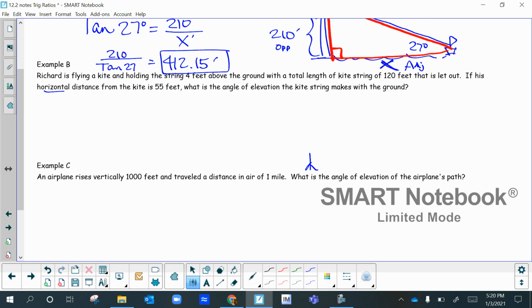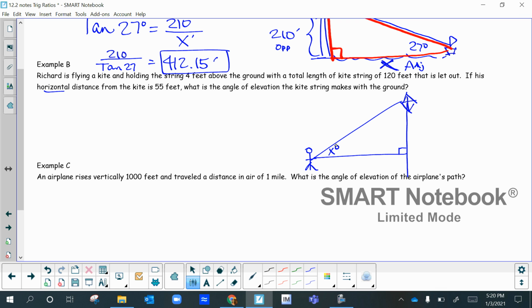Here is the guy holding the string. The kite is in the air. What is the angle of elevation the kite string makes with the ground? Okay, so this right here is kind of like the same thing because these would be corresponding angles.